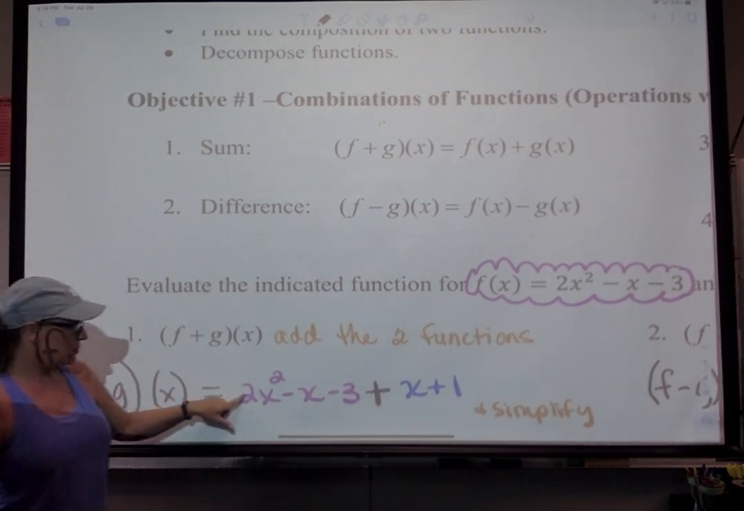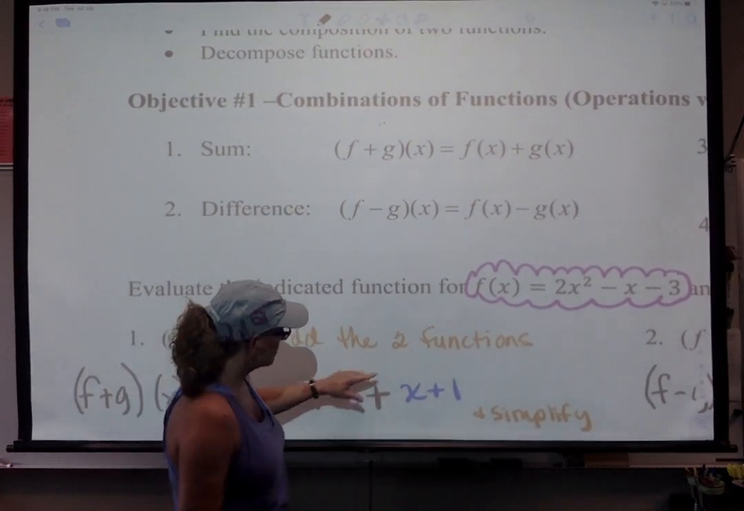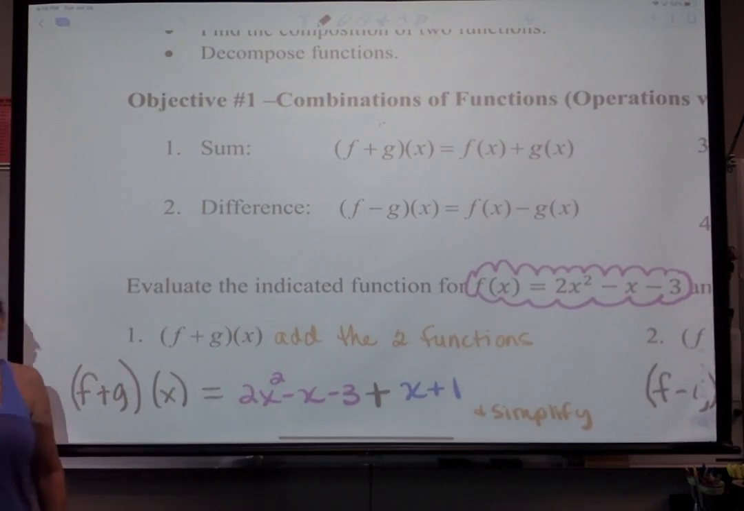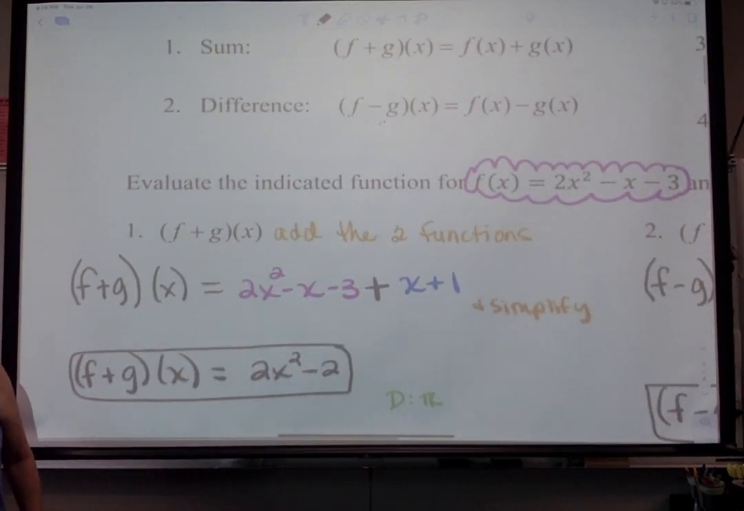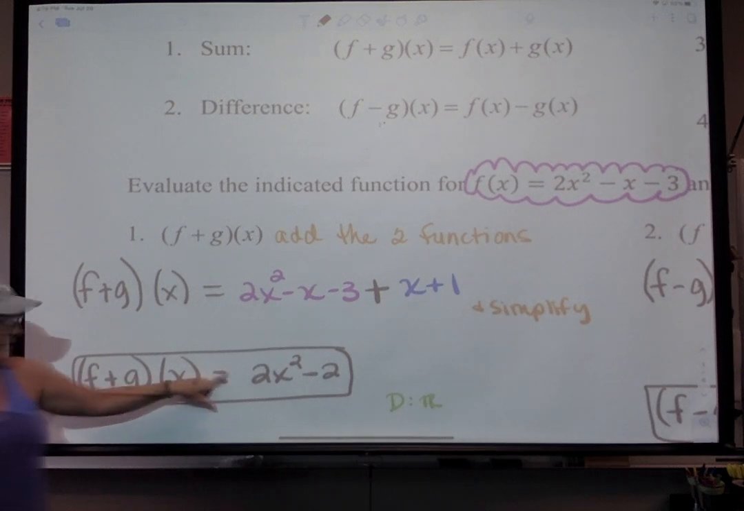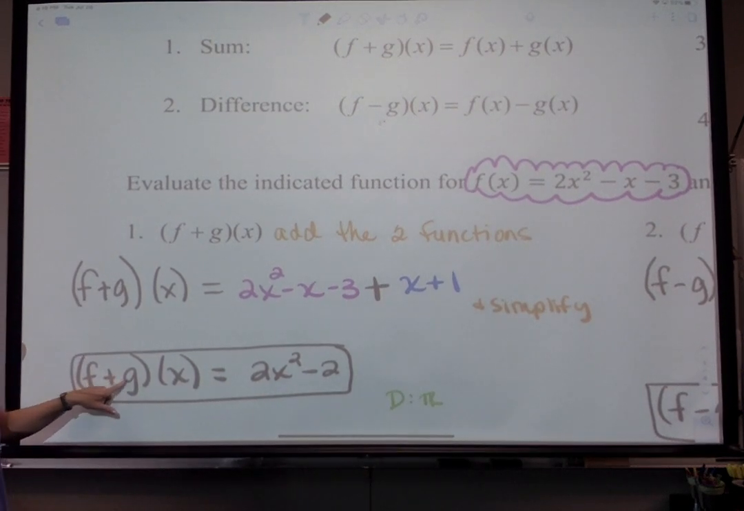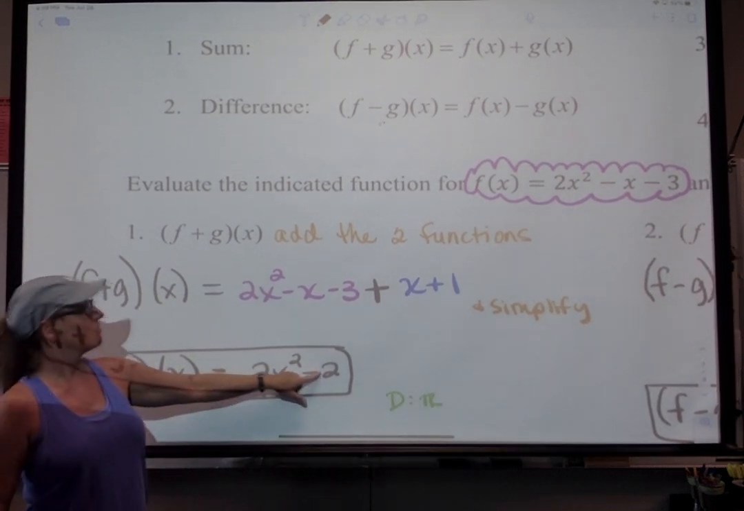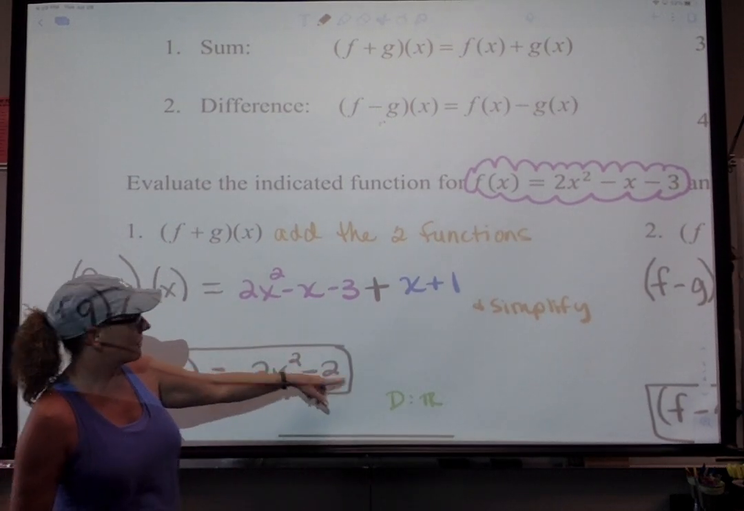So add them together. I've got the pink function. I need to add that to the blue function, and then simplify if you can. And I think you can collect like terms. This is how you're supposed to write your answer: f plus g of x. And then this is what I get when I simplify. Oh, and I think it threw in there, find the domain.